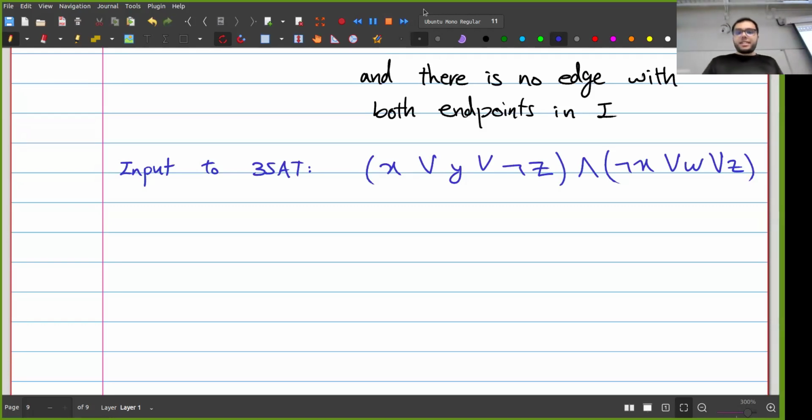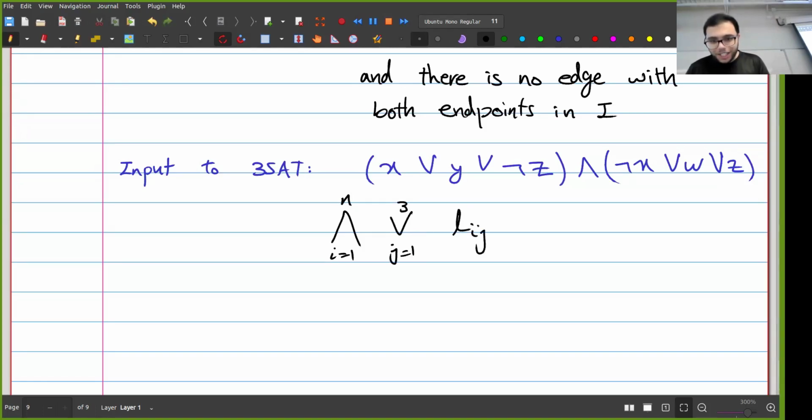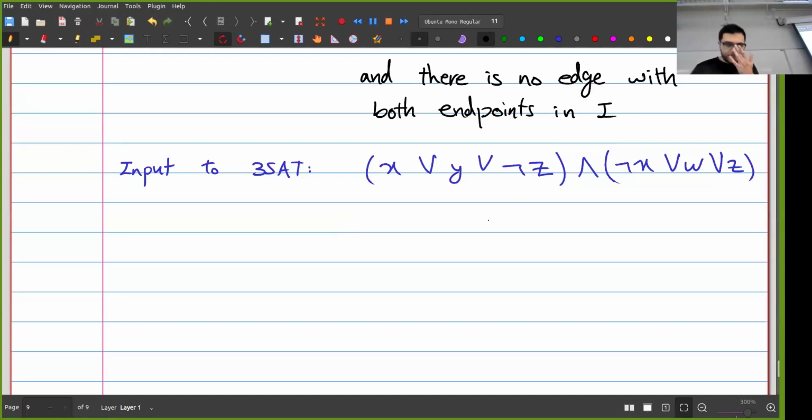Now, if I want to write this in its general form, the way you have to write in the exam, it looks a bit bad, because if I want to have the most general case, I have to say that this is and for, let's say, i from 1 to some number n of or of j from 1 to 3, L_ij, where every L_ij is either a variable or the negation of a variable. But I mean, that's not how humans think. So instead of writing it formally like that, let's just look at this example.